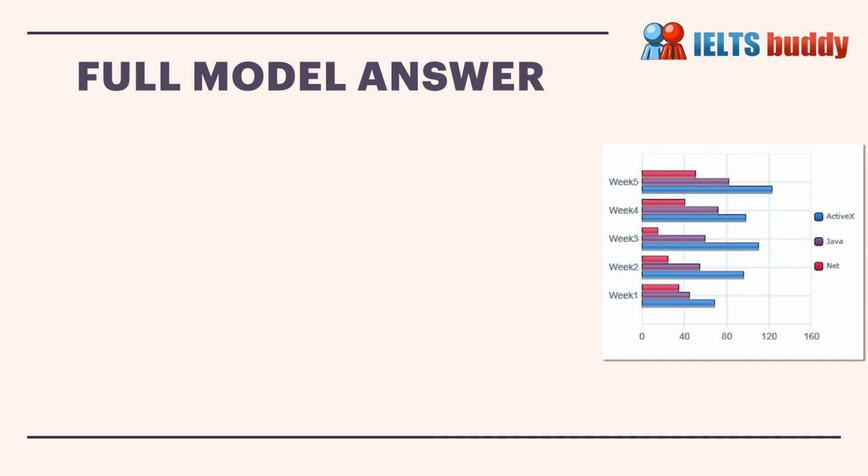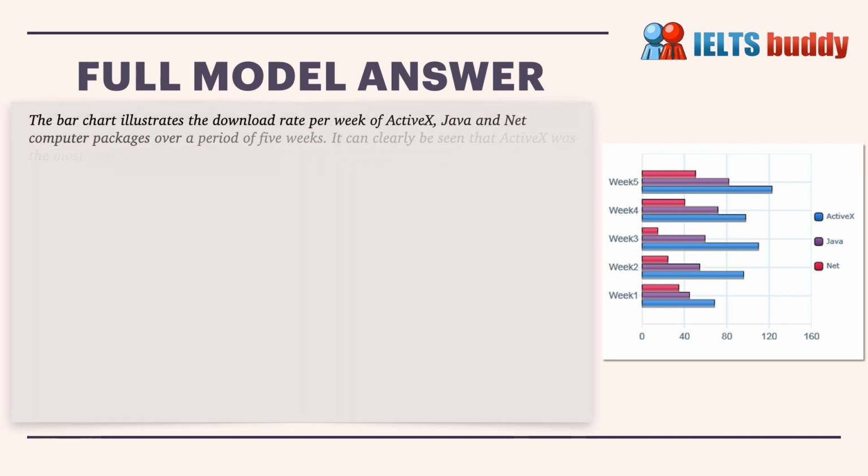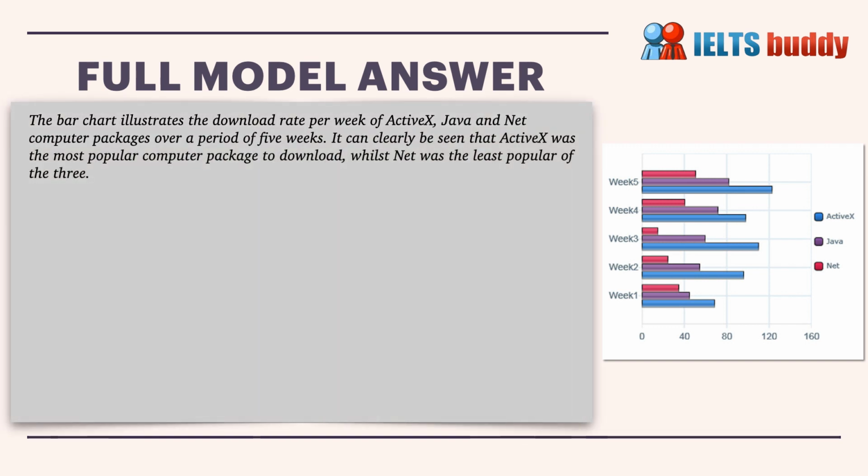We'll just go through this briefly because we can look at it in more detail later, but you can pause the video once the full answer's there if you want to look at it a bit more closely before we go on. So first we have the introduction and overview. The bar chart illustrates the download rate per week of ActiveX, Java and Net computer packages over a period of 5 weeks. And it can be seen as you look at the graph that ActiveX was the most popular package to download, Net was the least popular.